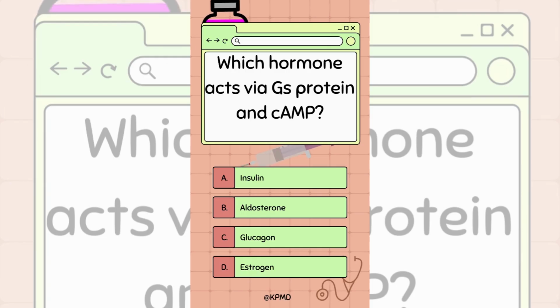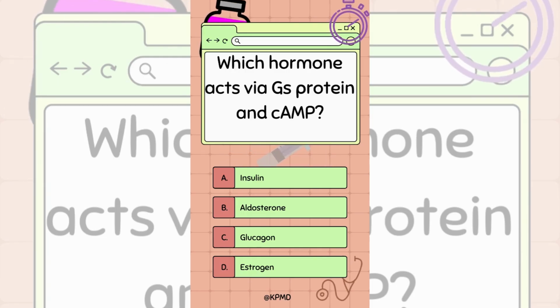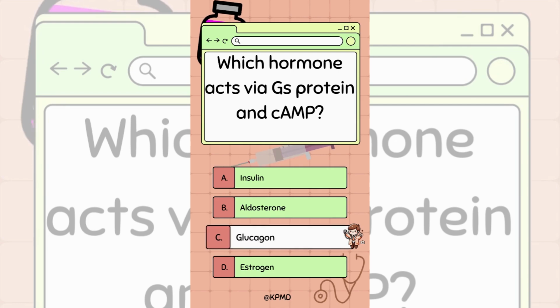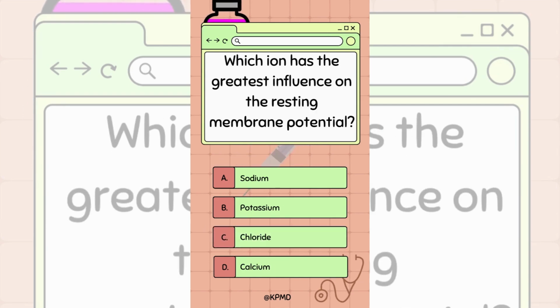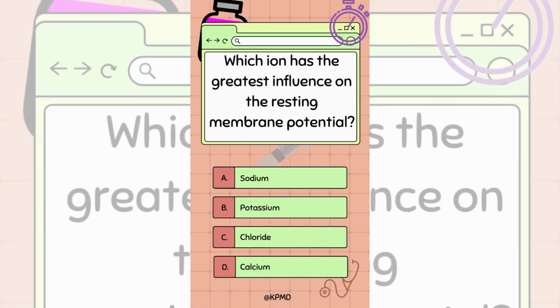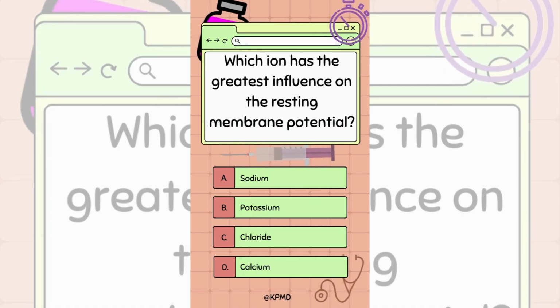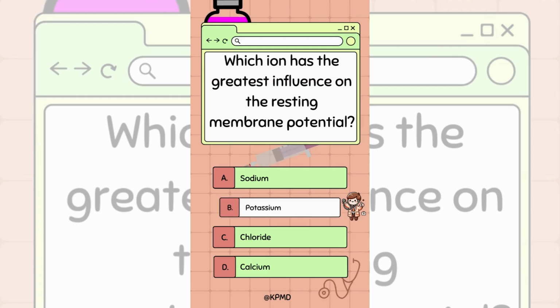Which hormone acts via GS protein and cyclic AMP? Correct answer is C. Glucagon. Which ion has the greatest influence in the resting membrane potential? The answer is B. Potassium.